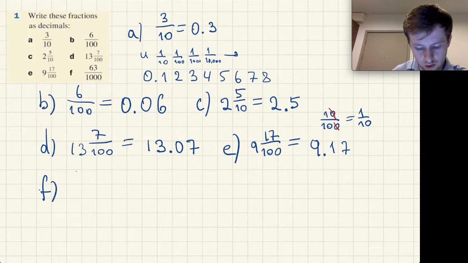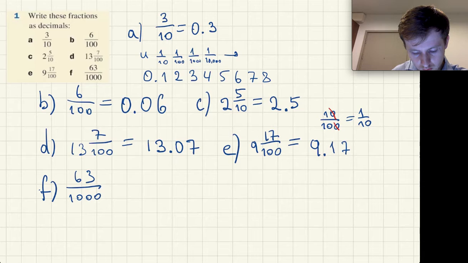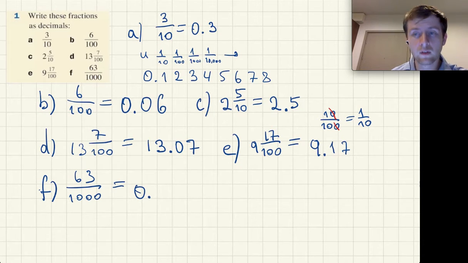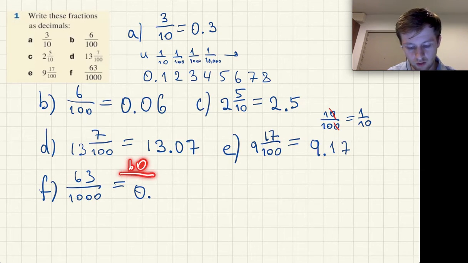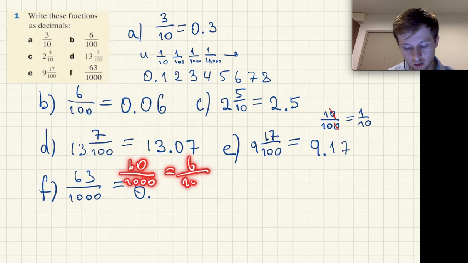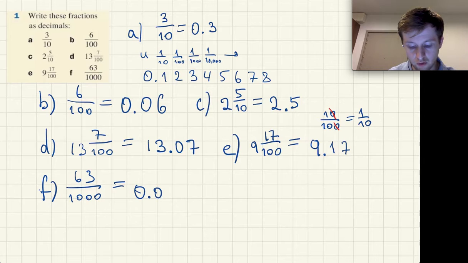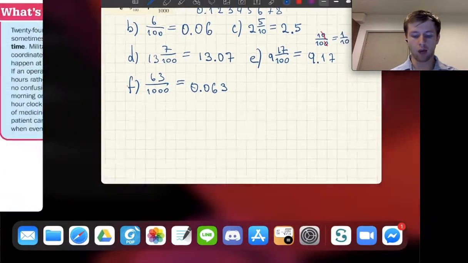The last one we have is F. In F we have 63 over 1000. Again, it gets a bit tricky when there are tens or maybe hundreds of thousandths on top of the fraction. So we have to think: there are 3 thousandths, and there are 60 thousandths, but 60 thousandths is actually the same thing as 6 hundredths. So we have to write it as 0.063, like this.